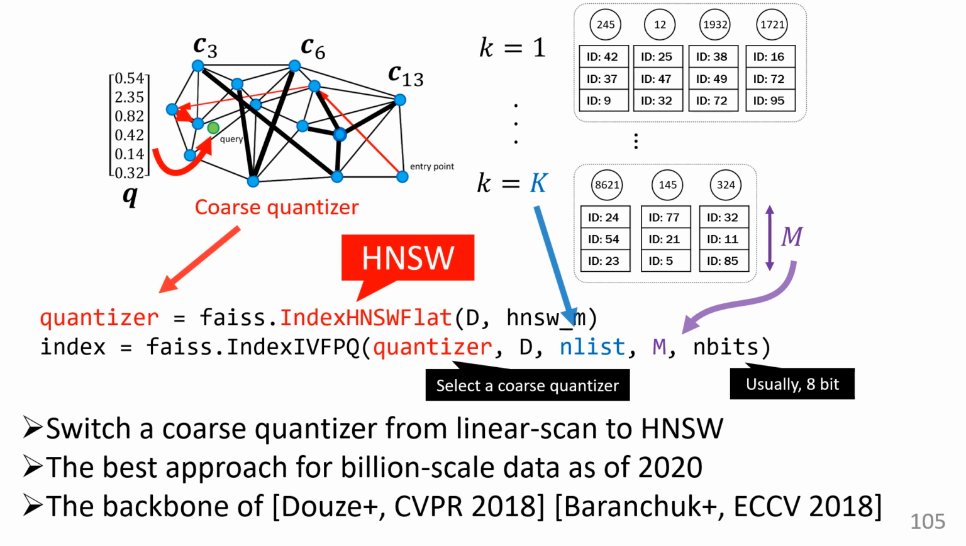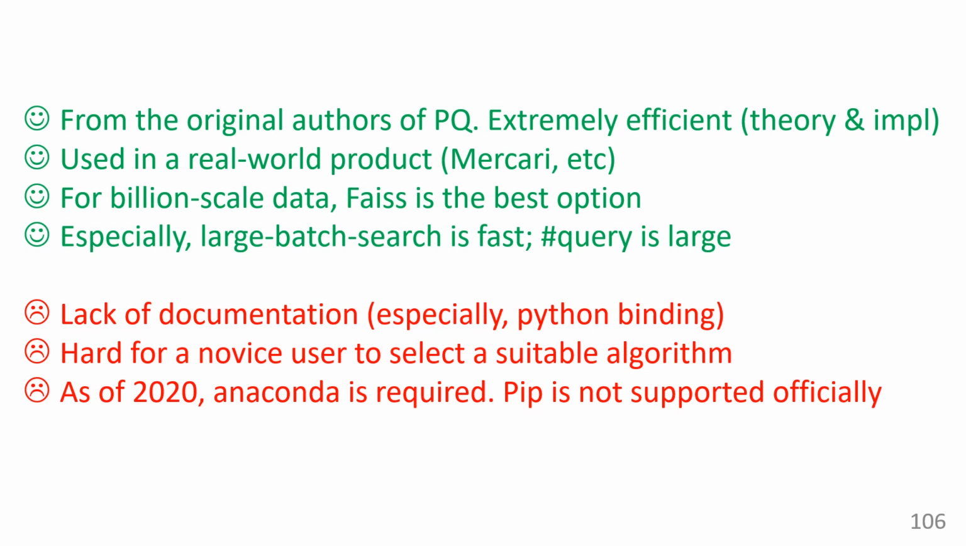Okay. So the advantage of Faiss is that it comes from the original source of PQ, so it's extremely efficient in terms of both theory and implementation. It's used in real-world products like Mercari. And for billion-scale data, Faiss is the best option, I think. Especially large batch search is fast, meaning when the number of queries is large.